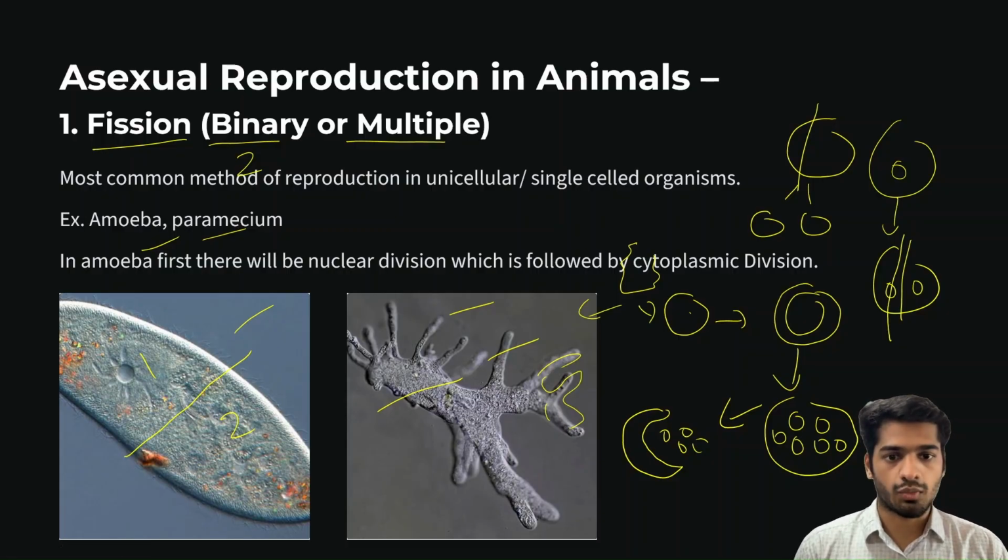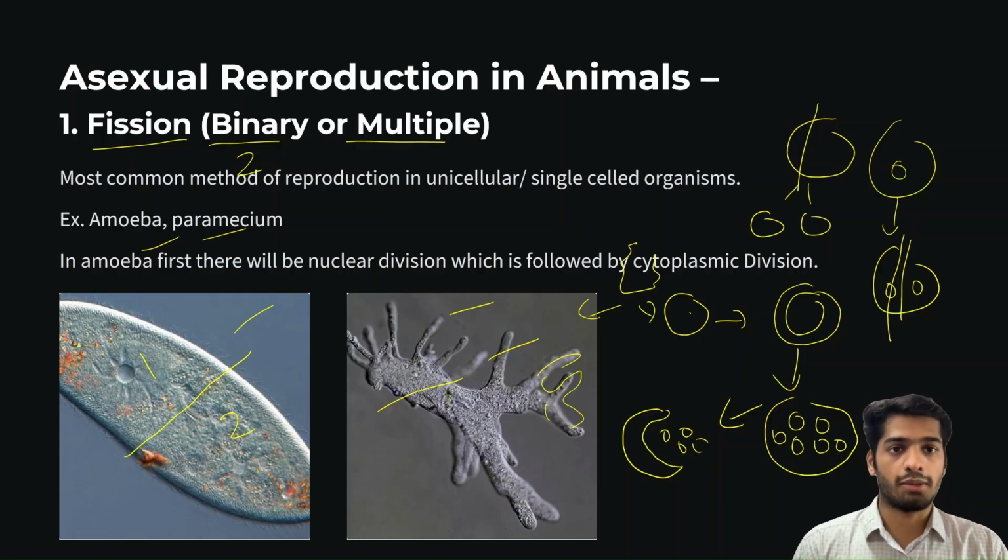I'll summarize it one more time. There are two types of fission: binary fission and multiple fission. Binary fission is usually seen in favorable conditions. The examples are amoeba and paramecium, in which the parent cell simply splits its body into two. Multiple fission is usually seen in unfavorable conditions. The example is amoeba.